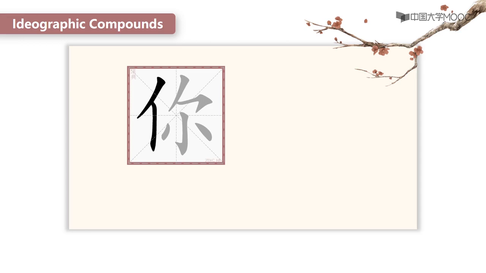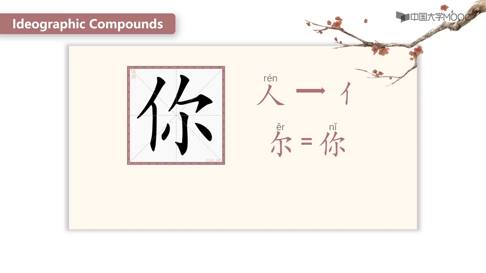Another example is 你. If 人 is used as a radical of a compound character, it takes a variation form. And the right part means 你 in classical Chinese. Now we write them together and come up with a character 你, which means you. You'll notice that the structure here is also left and right.